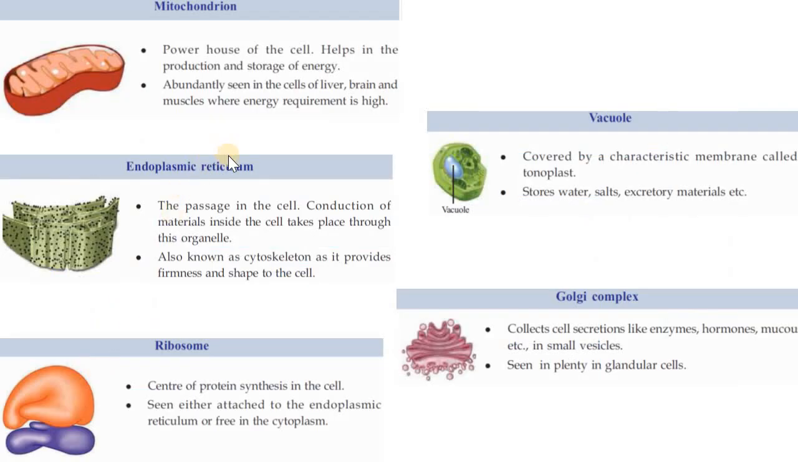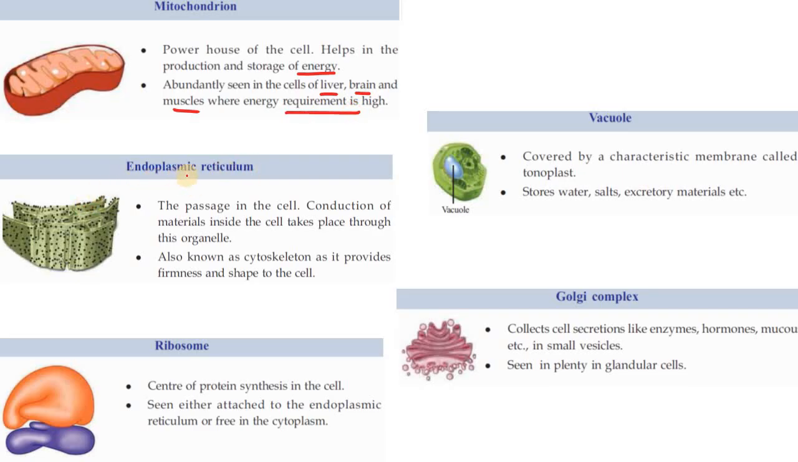Let us have a little more detailed discussion on the various cell organelles. First is mitochondria. It is basically the powerhouse of the cell. It helps in the production and storage of energy. So, energy management. It is the manager which manages the energy, and you can abundantly see the mitochondria in cells of liver, brain and muscles where energy requirement is high.